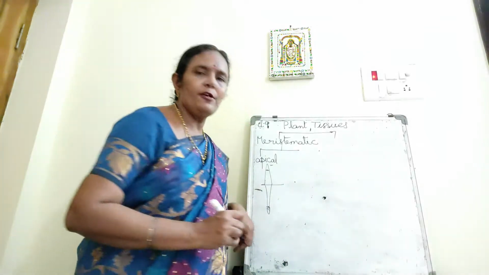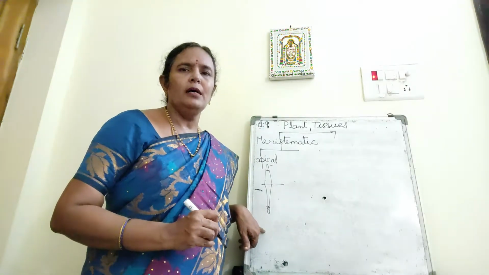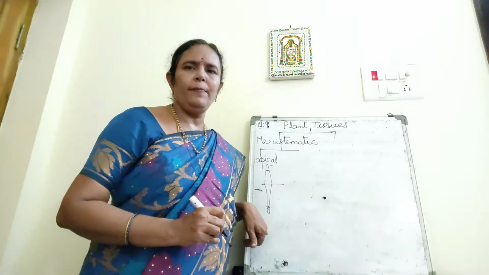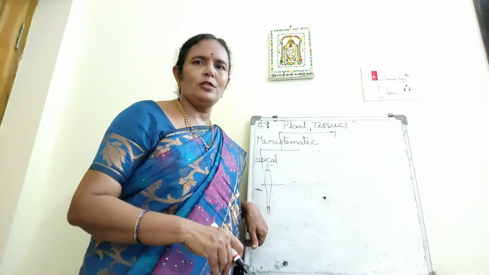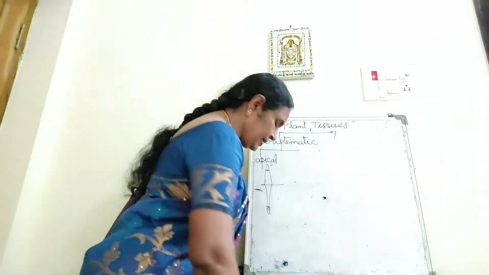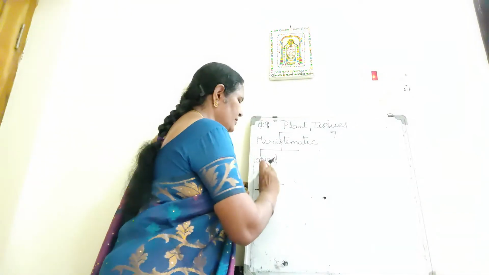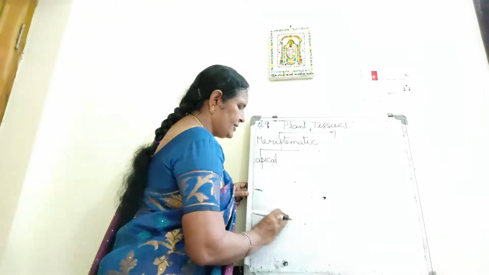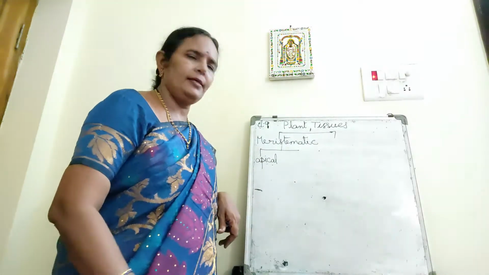The root tip is covered by a root cap. To protect the root tip, there is a root cap because the root has to penetrate into the soil particles. That is about apical meristems. Apical meristematic tissue is present in the stem tip and the root tip.